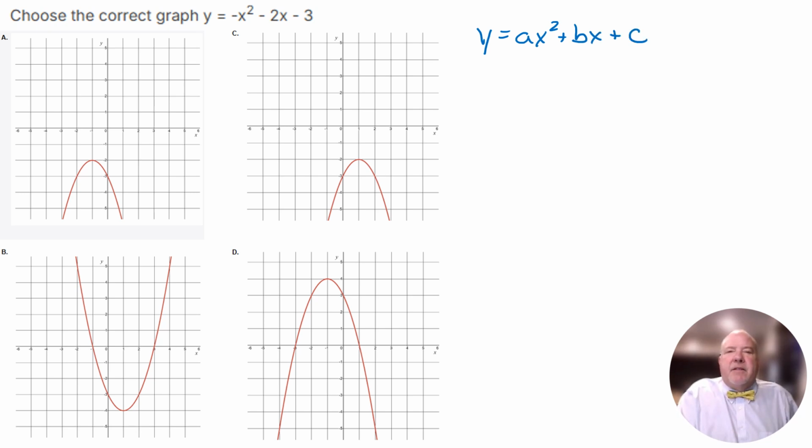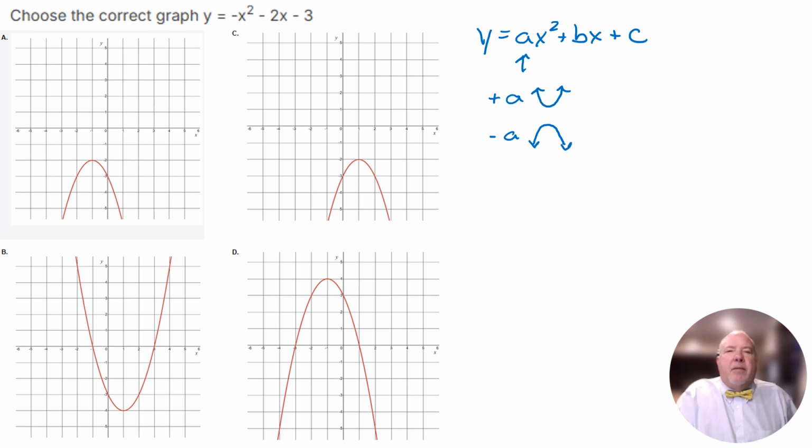Now, one important thing to know about the graphs of quadratics is that they look like U's, which you can see from your answer choices here, and they either are upside down or right side up. So they either open upward or downward. And what determines that is the A value. So if you have a positive A value, then it's going to open upwards like that. And if you have a negative A value, then it's going to open downwards like so.